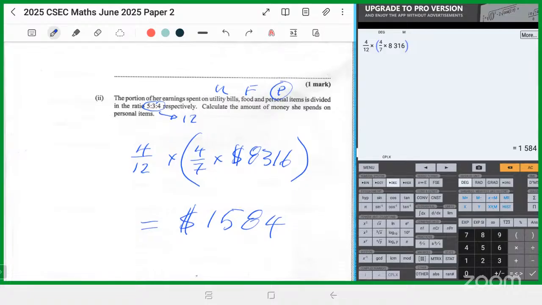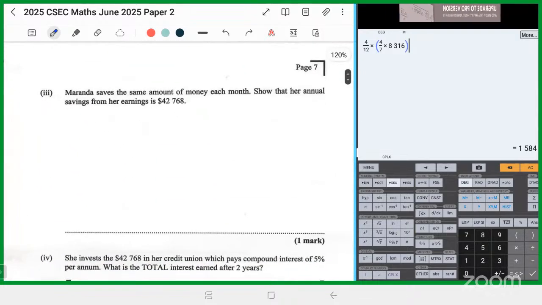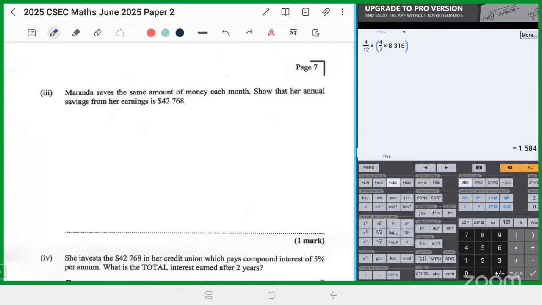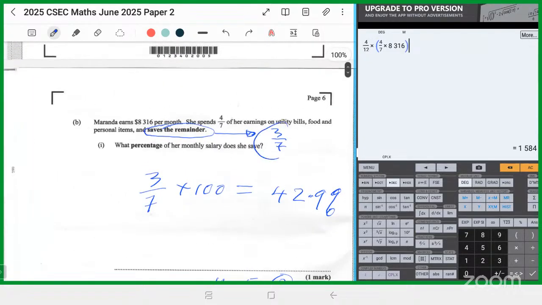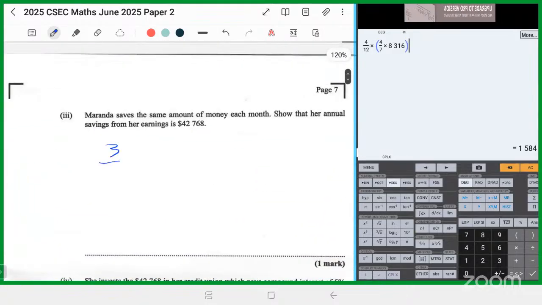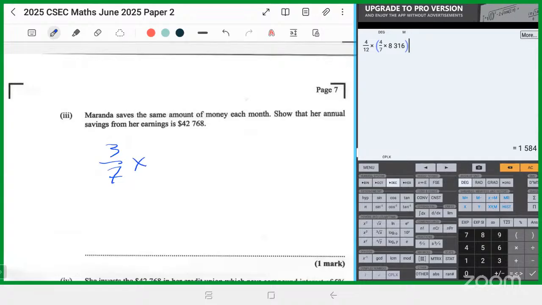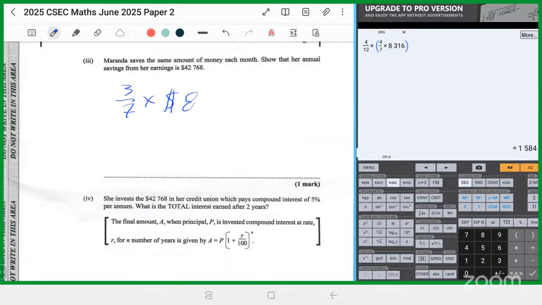All right. That's it. Next part says she saves the same amount of money each month. Show that her annual savings is this amount. So we need to find out how much she saved each month, right? Now remember, she saved 3/7 of the amount. And that's for 12 months. Right? So that becomes 3/7 times the amount, which was 8316. That's the amount that she's saving each month.